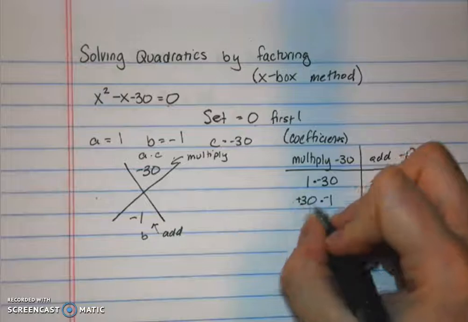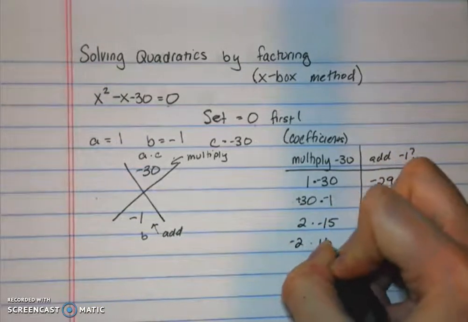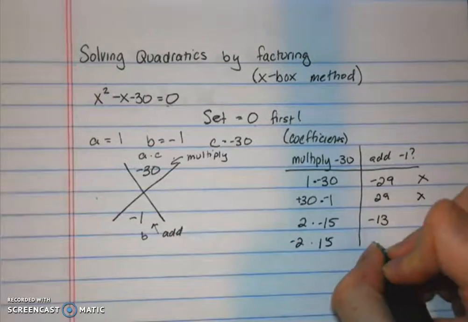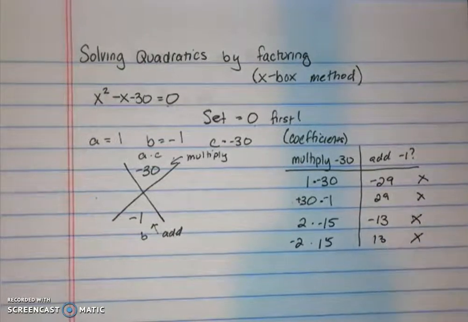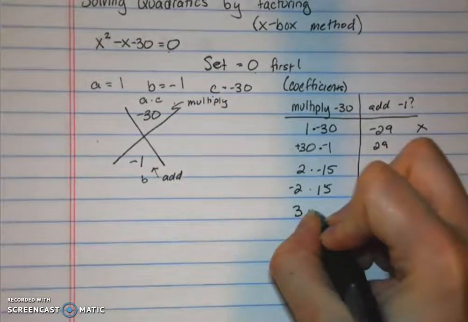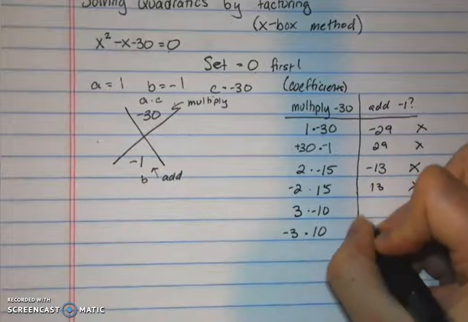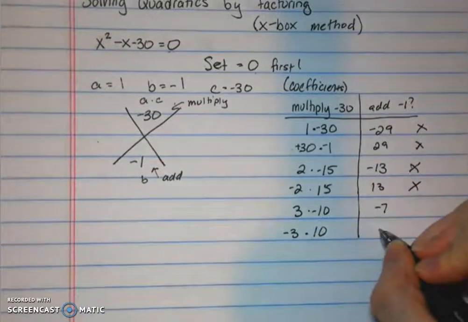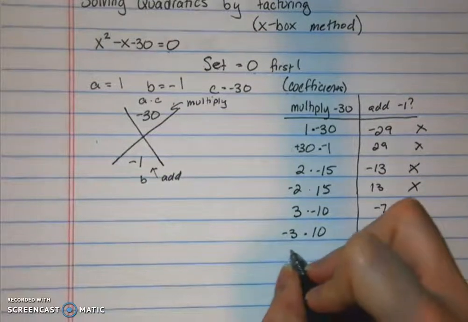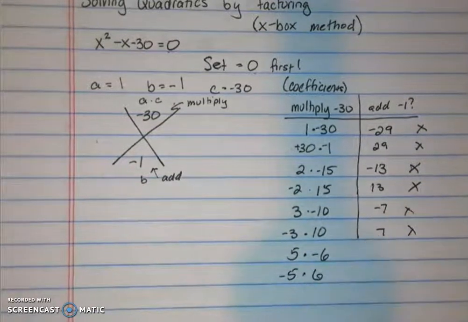I could do 2 times -15 or -2 times positive 15. But when I add these up, I get -13 or 13, which also doesn't work. I could try 3 and -10 or -3 and positive 10. But when I add these up, I get -7 or positive 7. I could try 5 and -6 or -5 and positive 6.